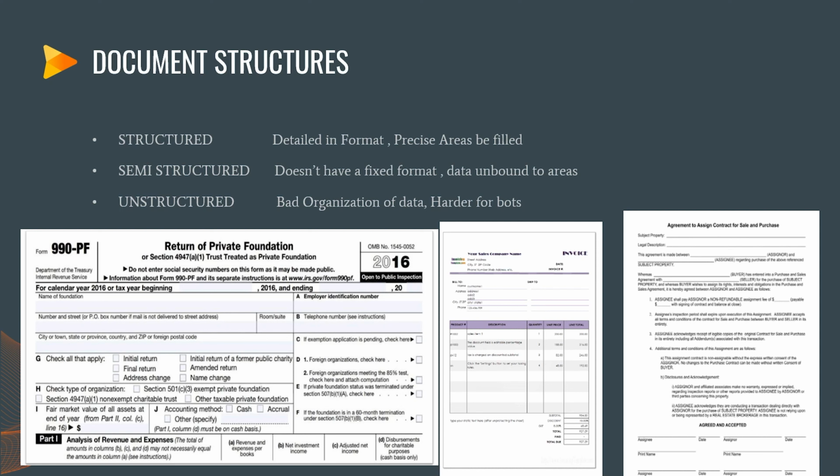And the semi structured ones, these will not have a fixed format and the data can be unbound in the entire area, and this might have a dynamic number of rows in a table. For example, if you see the invoice here, the number of rows can be increased within the table. And finally, the unstructured. Here, the organization of data will be very bad and it will be very hard for the bots to recognize the text from there. And it will be mainly handwritten. So these are called completely unstructured documents.